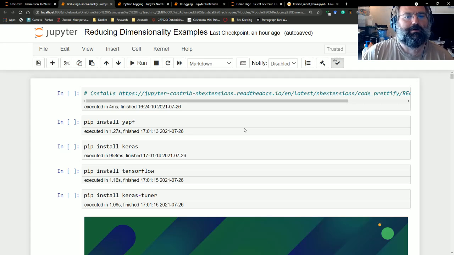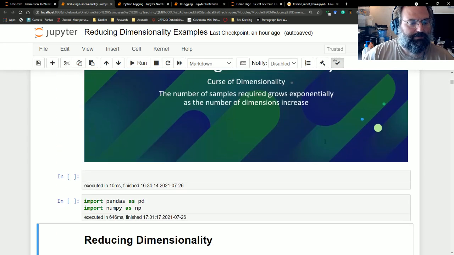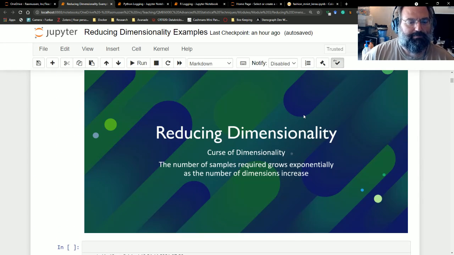Along the way, reminds me, there is another extension. This is turning into a lecture about extensions, right? Called Code Prettify. So anyway, I'll show you in a minute.